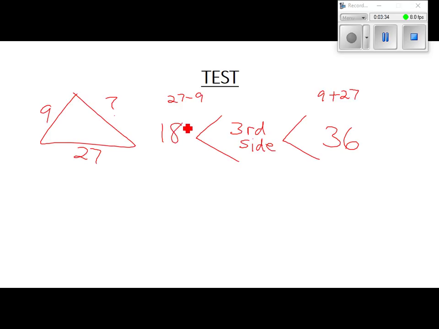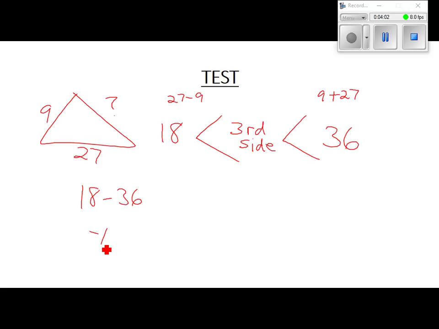Now, I had people put this, and I might have taken a point off. Why? If I put that, what does it look like your answer can be? It looks like it could be 18 and 36. Can it be? No. The theorem says that the two sides added together have to be greater than the third side, right? Does that make sense now?